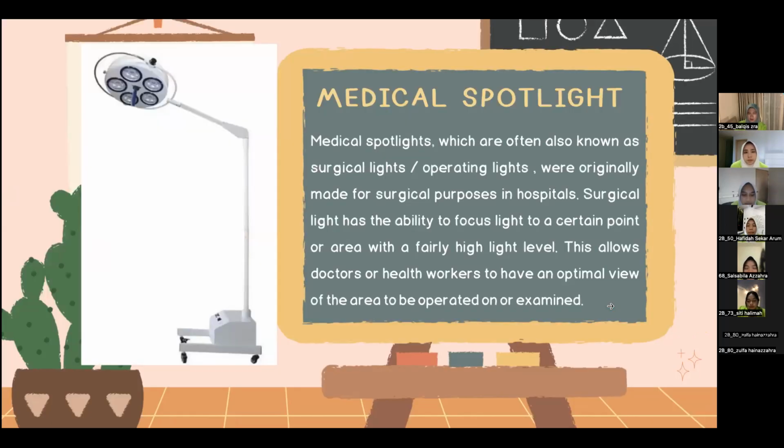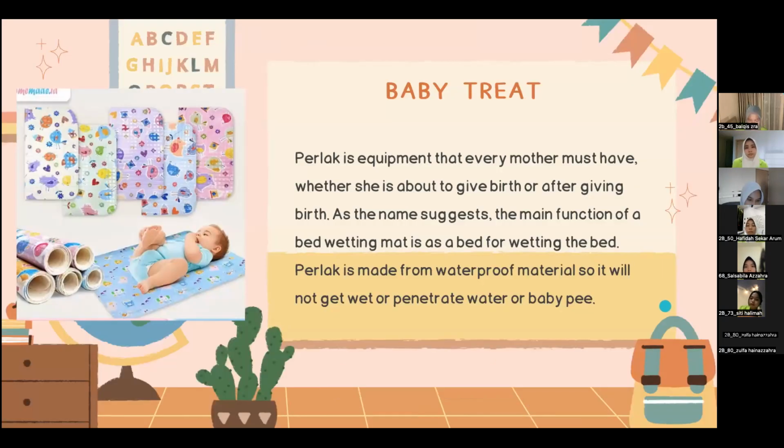Next. Medical spotlight. Medical spotlights, which are often also known as surgical lights or operating lights, were originally made for surgical purposes in hospitals. Surgical lights have the ability to focus light to a certain point or area with a very high light level. This allows doctors or health workers to have an optimal view of the area to be operated on or examined. The next presentation will be presented by Zulfa.